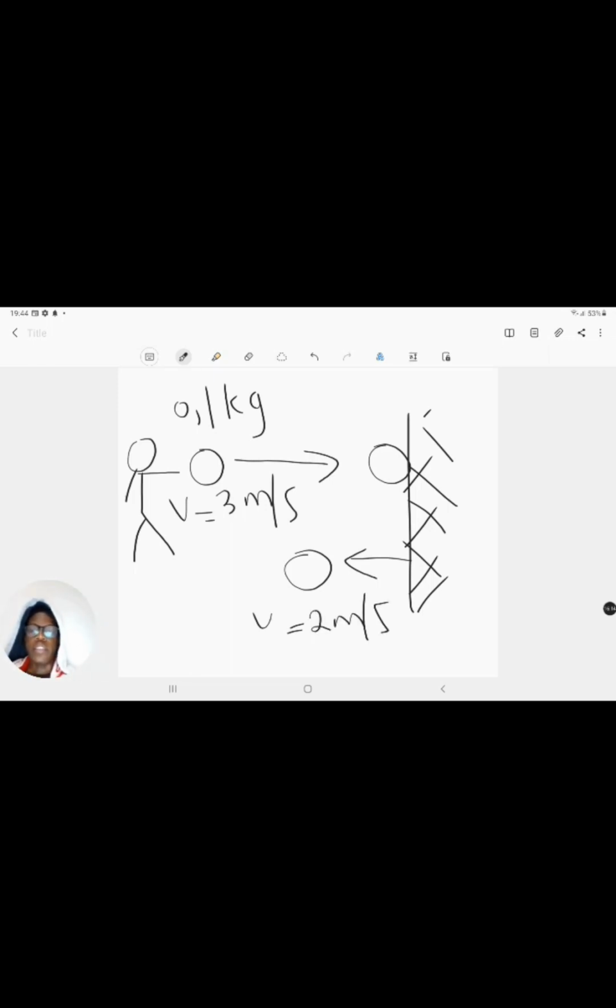Now, is this collision elastic or inelastic? You can probably tell by just inspection, by just looking at this scenario, that this collision is inelastic. Why is it inelastic? Because the velocity after the ball has bounced off the wall is not the same as the velocity before the ball bounced off the wall. Therefore, the collision is inelastic.